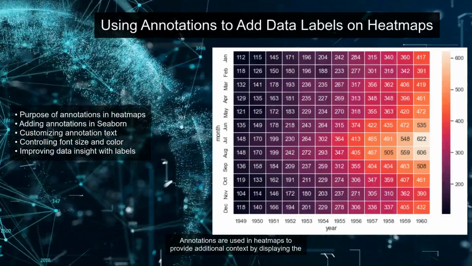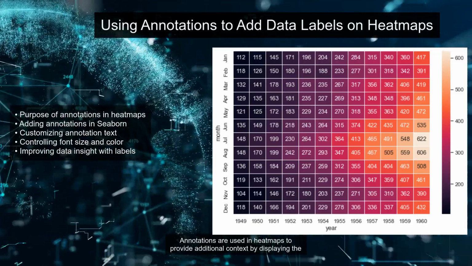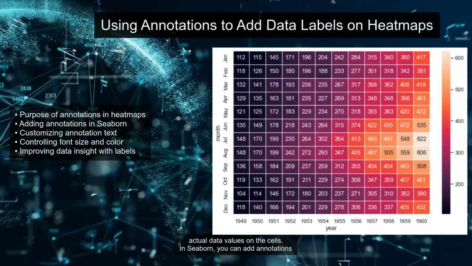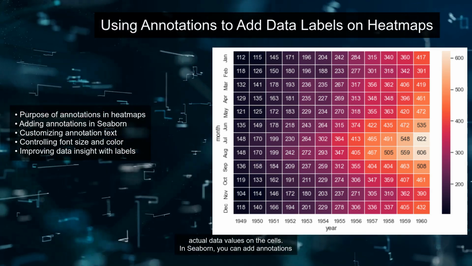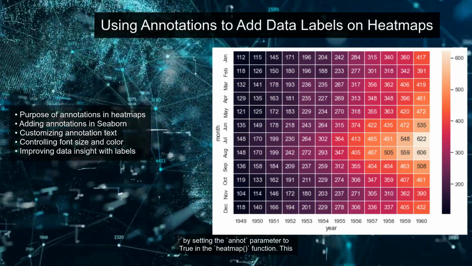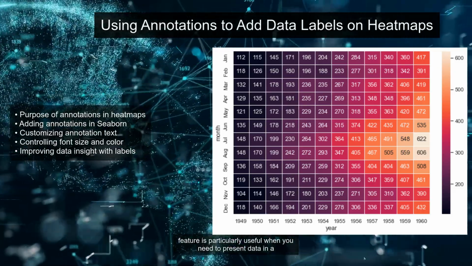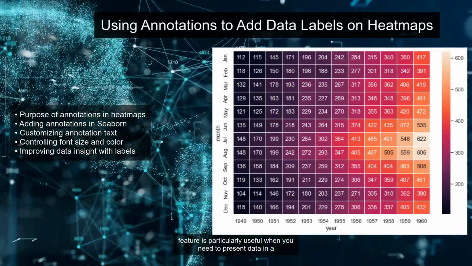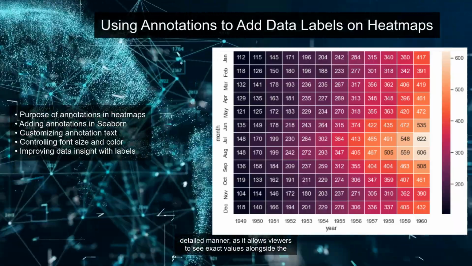Annotations are used in heat maps to provide additional context by displaying the actual data values on the cells. In Seaborn, you can add annotations by setting the annot parameter to true in the heatmap function. This feature is particularly useful when you need to present data in a detailed manner, as it allows viewers to see exact values alongside the color gradient.